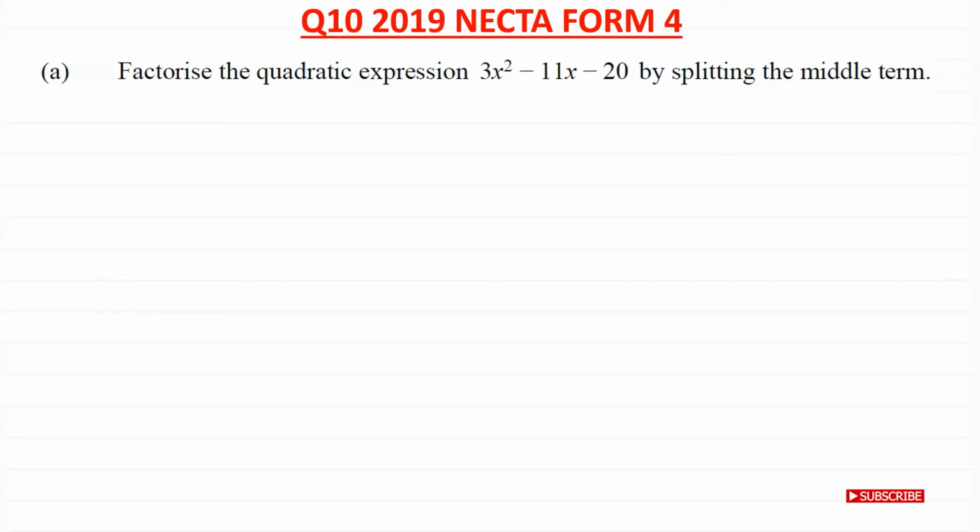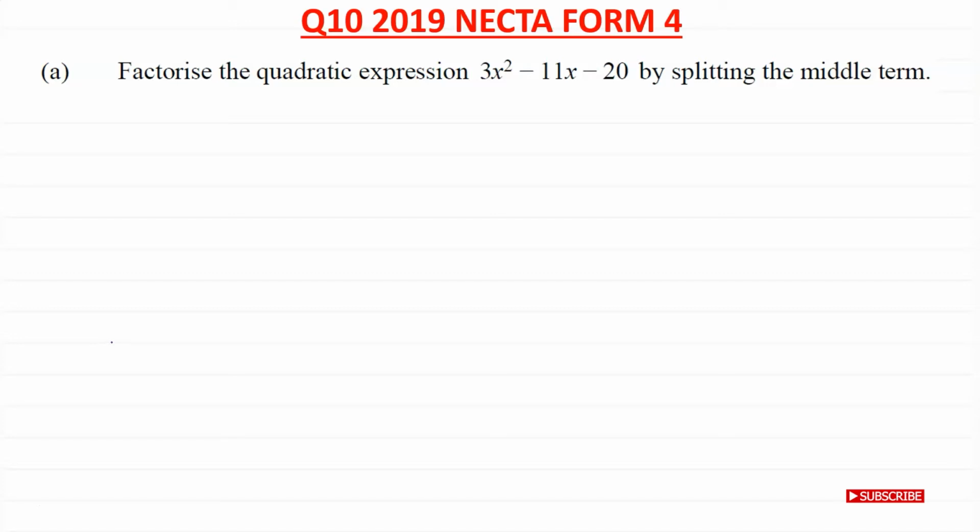Thank you for visiting. We're going to solve question 10 from the Necta 2019 Form 4 Math paper. There are two parts, part A and part B, and it is just algebra. So let's start with A then.